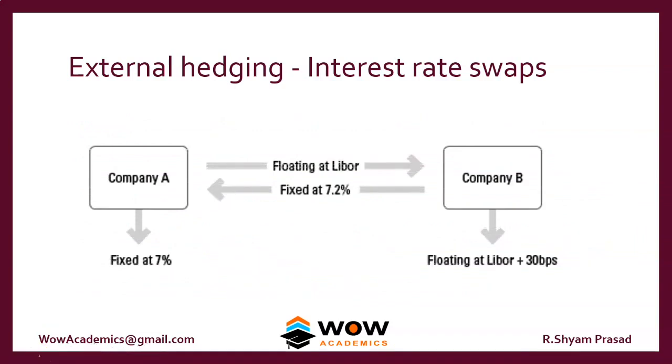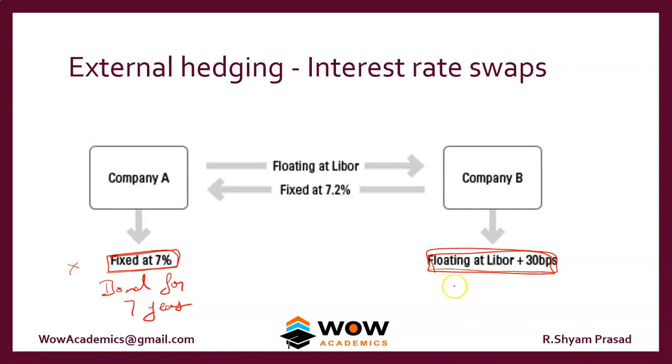So we can have it like this. Company A has borrowed a fixed interest rate loan and company B has borrowed a floating rate loan. But after raising the loan, they have found it to be not a good kind of loan. But they can't close this loan, because usually this would have been raised through a bond for 7 years, a debenture of 7 years. So they cannot quickly close this.